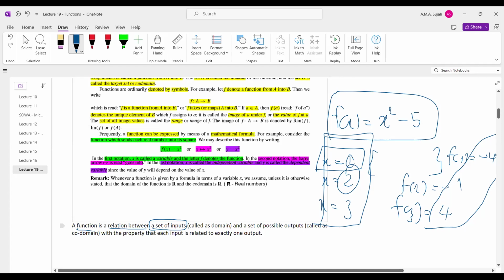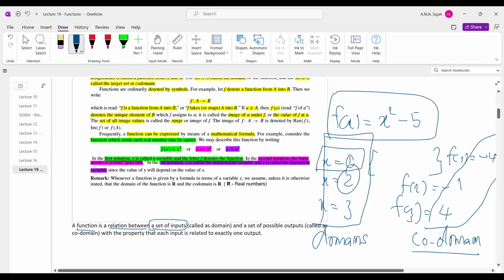These input elements we can call the domain. All the inputs are domain elements. All the outputs we can call the codomain. So inputs are domain elements, and outputs are the codomain. A function is a relationship between a set of inputs and a set of possible outputs, with the property that each input is related to exactly one output.